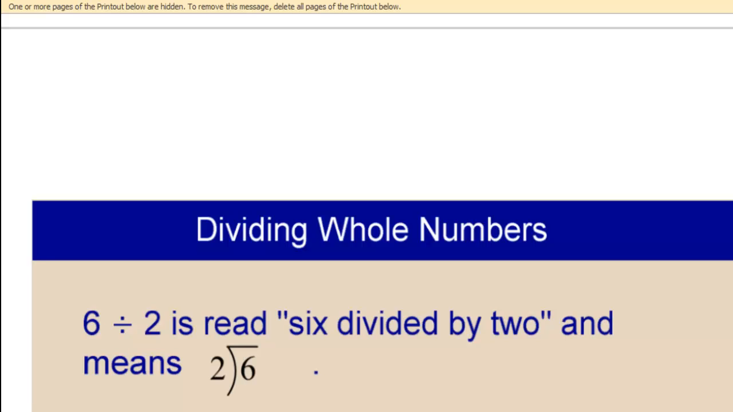The first thing that you need to remember when you're working with division is that when you have a problem with a typical division bar in it, then the problem is read the first number divided by the second number. So in this example, this is read 6 divided by 2. And the way we write that is listed here. We put the 6 under the long division symbol and the 2 on the outside. So you're really reversing it around.